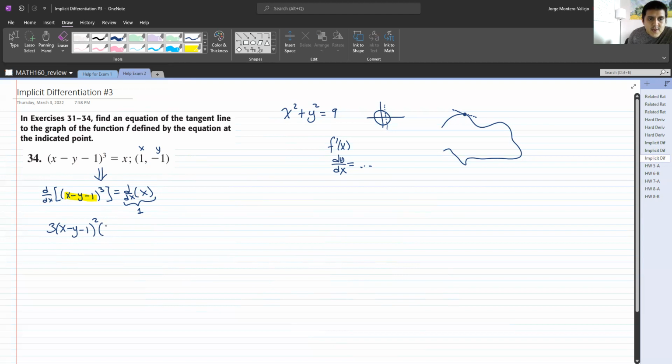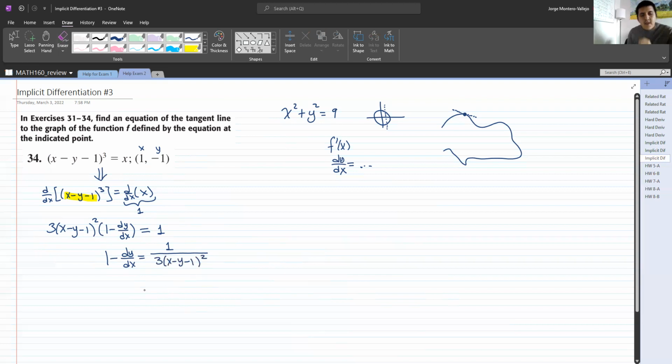The derivative of x is just 1. The derivative of y is dy dx. And then the derivative of -1, that's 0. Okay? Equals 1. All right. I want to solve for dy dx, so I'm going to get rid of this thing multiplying my expression involving dy dx. So when I do that, I end up with 1 minus dy dx equals 1 divided by this, what I chose to get rid of, right? 3x minus y minus 1 squared.